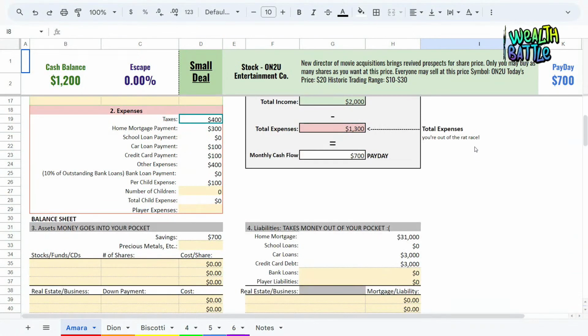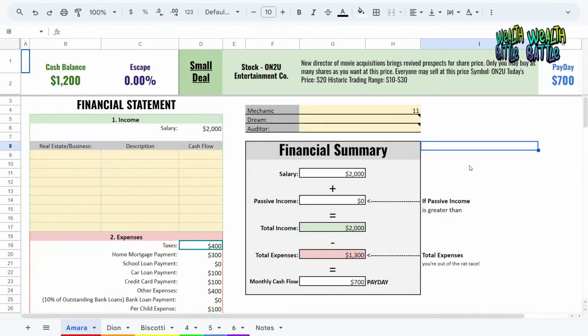I know that I make 2,000. Yep. Payday is income minus expenses. So what's your take home? Income, I guess, is $700.